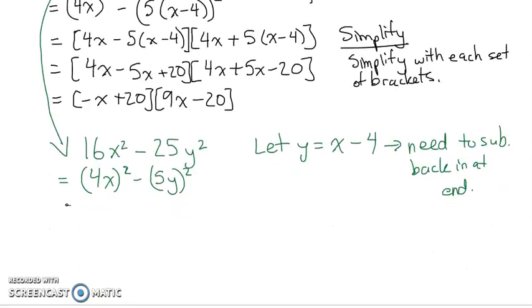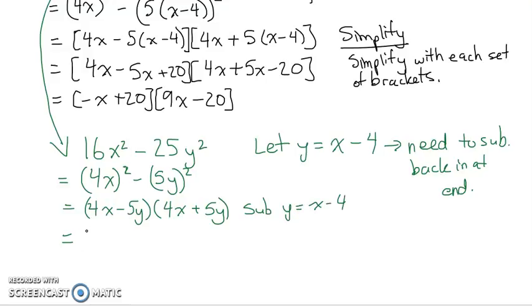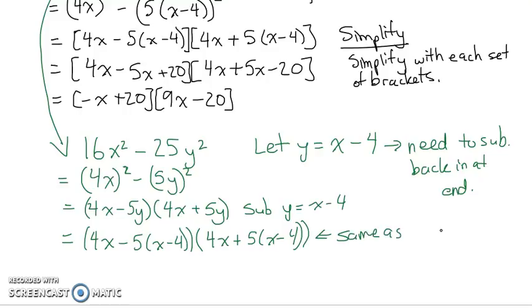All right, so we can go ahead and get, in the first set of brackets, 4x minus 5y. In the second set of brackets, we'd get 4x plus 5y. And then you'd have to go ahead and sub y equals x minus 4 back in. At this point, you get 4x minus 5 times (x minus 4). And you get 4x plus 5 times (x minus 4). And that's the same thing as we have in the third last line above. We just need to expand what's in each set of brackets. And there you go.